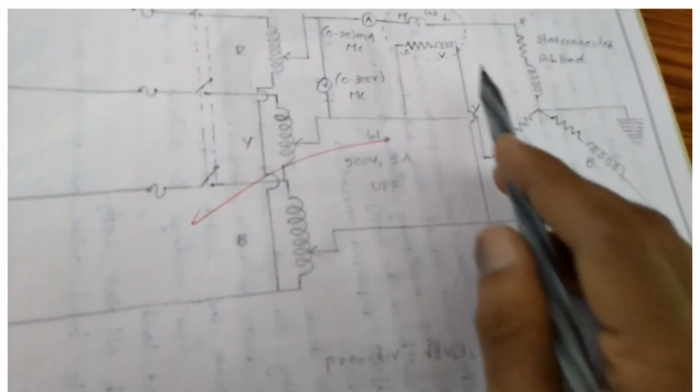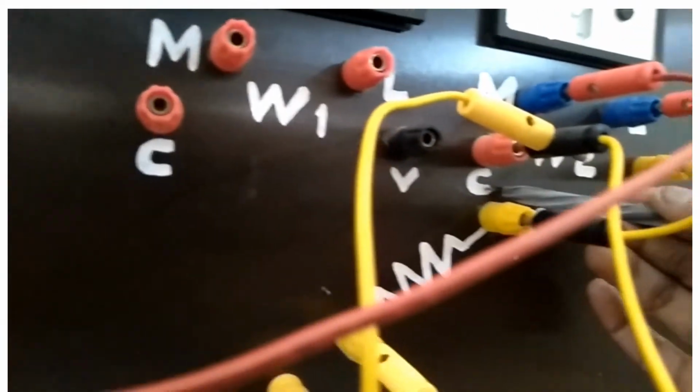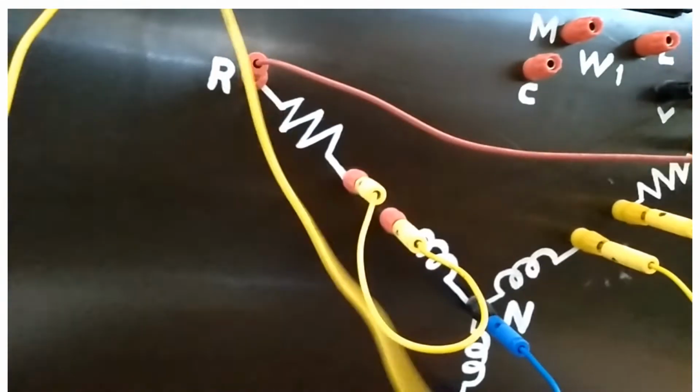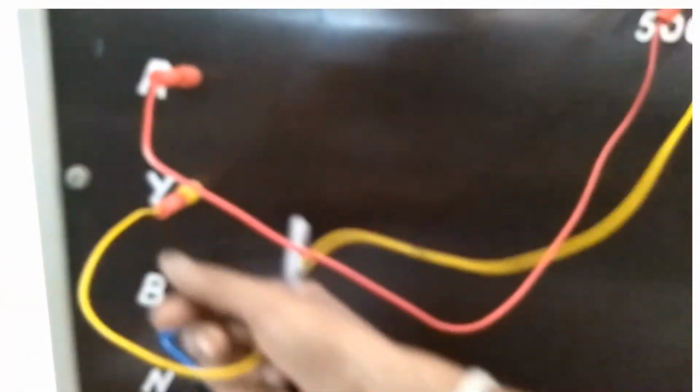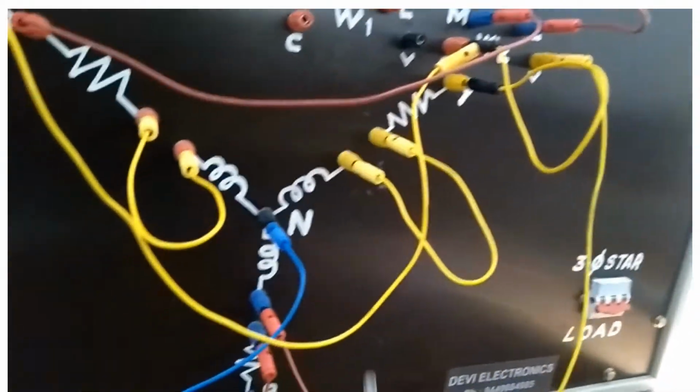Now coming to the common terminal, C is connected to the Y phase and V is connected to the B phase. So here this is the C terminal, you can see here. C is connected to the Y phase, which is already there from the output terminal of the variac. So from here we are getting the C terminal, and coming to the circuit, V is connected to the B phase. This is the V here, which is connected to the B phase.